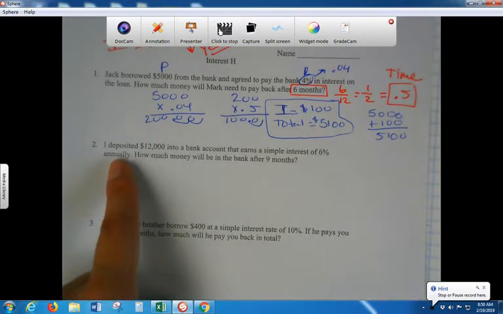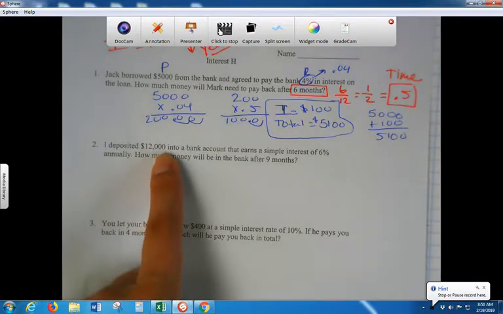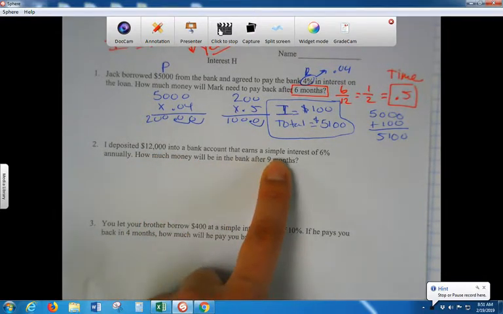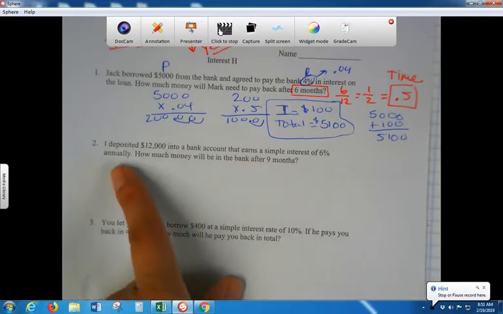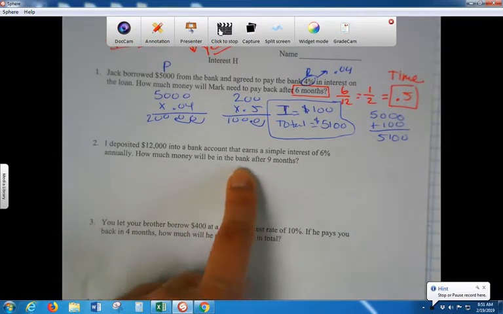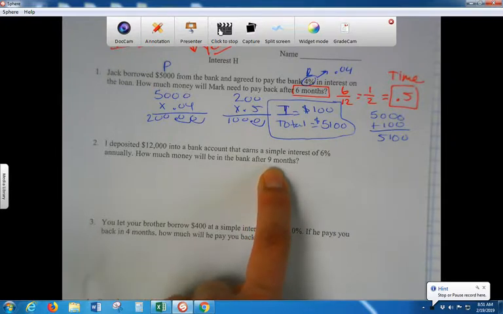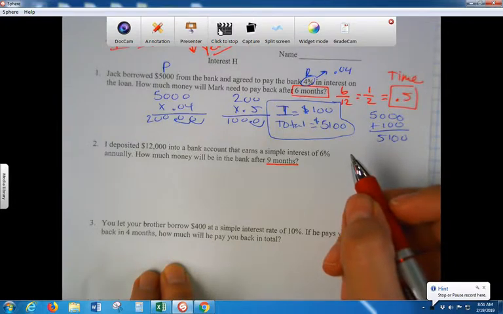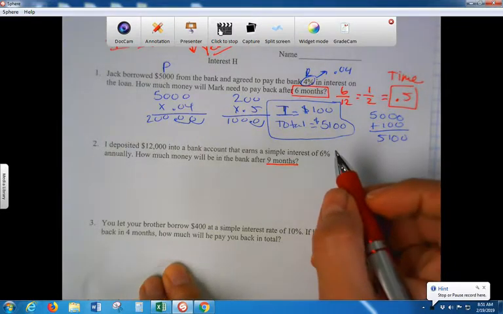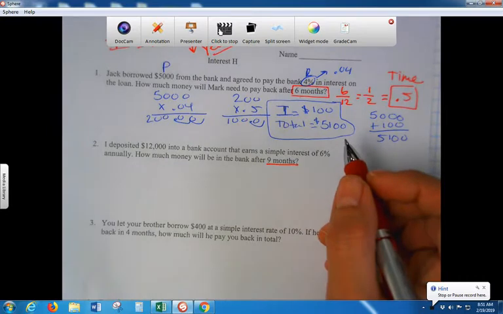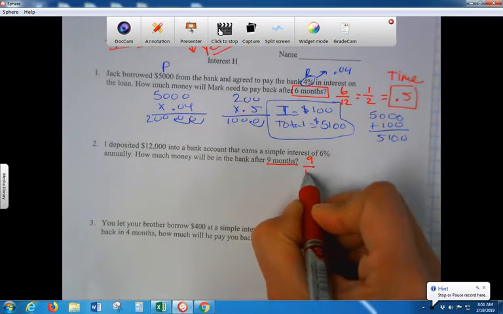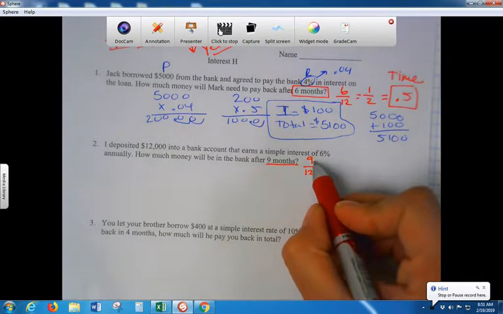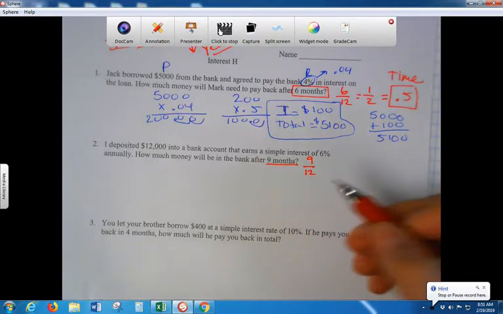I deposited $12,000 into a bank account that earns a simple interest of 6% annually. How much money will be in the bank after 9 months? So, because it is months, we have to convert it into a fraction. So, 9 months is what fraction? 9/12. Right? So, because I want you to all understand where we're getting the 9. Why is it 12? Because there's 12 months. That would be your total.